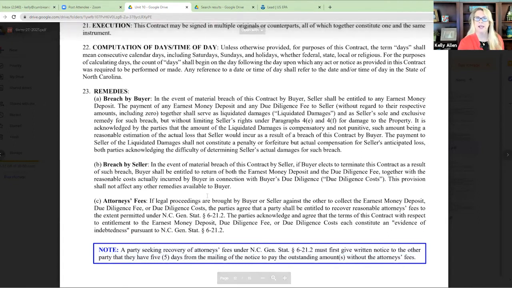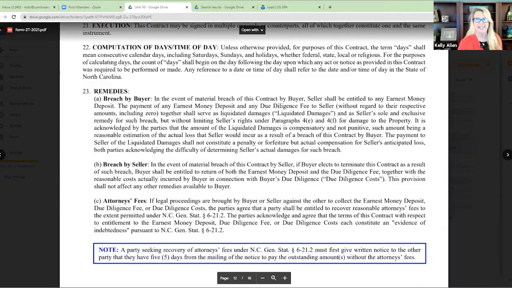All right, give me just 1 second and we will dive in to the beginning of standard form offer to purchase, Form 2T.